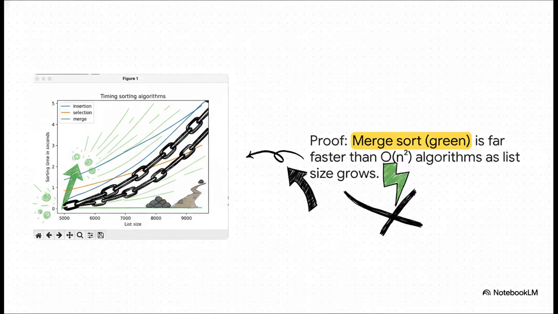And here is the proof in the pudding. This graph shows the actual time it takes. Just look at that merge sort line way down at the bottom, it's practically flat. It's so fast you can barely even see it. Meanwhile, look at those other O(n squared) algorithms just climbing and climbing. As the list gets bigger, the difference isn't just a little bit, it is absolutely gigantic.